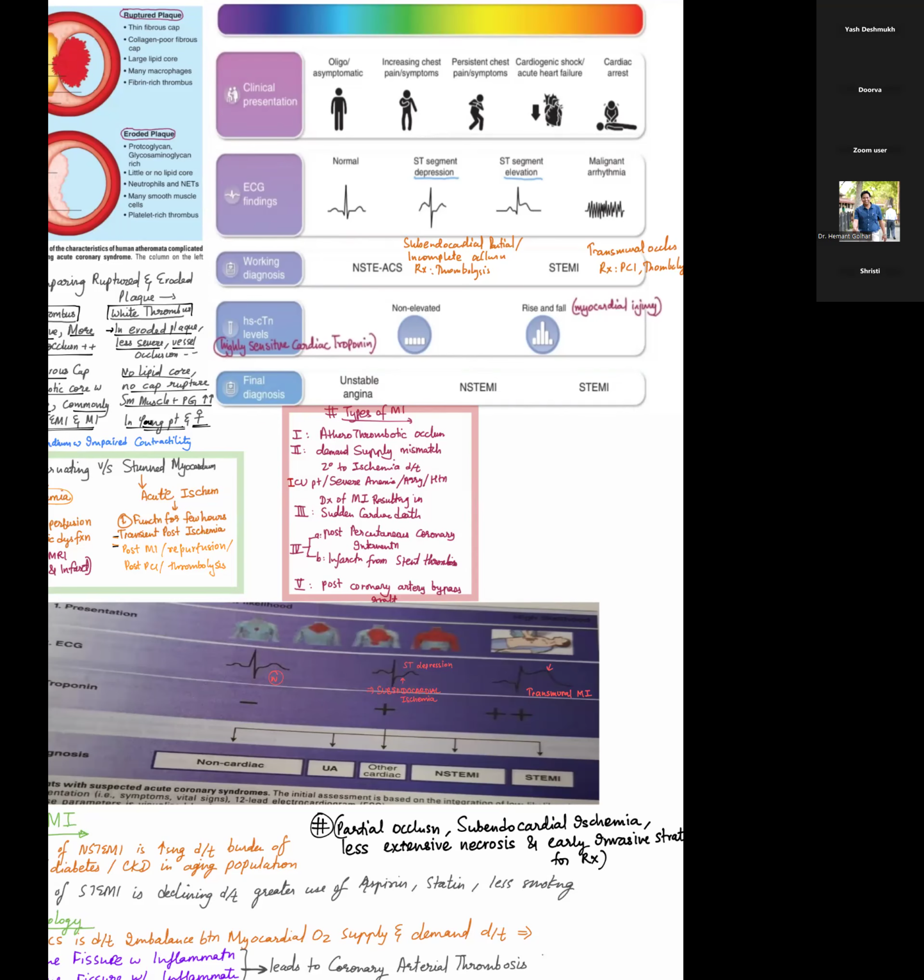So what findings can we get in an ECG? There are various classifications, or let us say the findings that we can get are displayed in this diagram only.